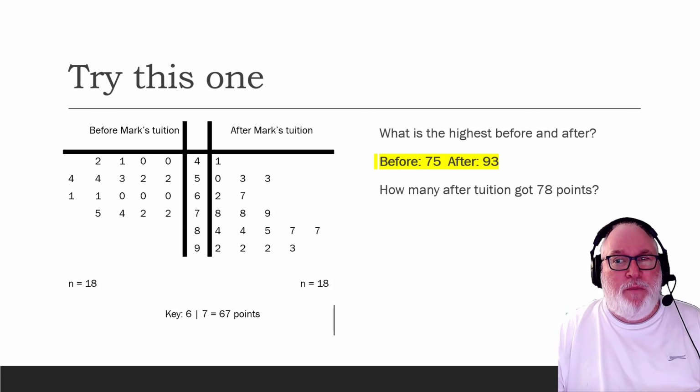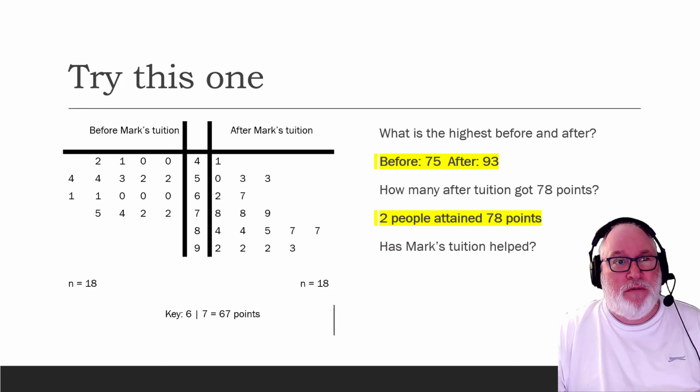Let's try another one. How many after the tuition got 78 points? You should have it quite quickly. That's the benefit of stem and leaf. So if you said 2 people, you're correct. So has Mark's tuition helped? Yeah, of course it has.